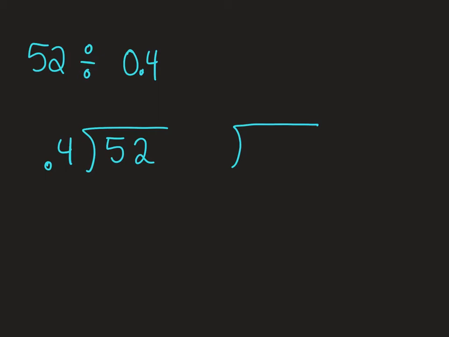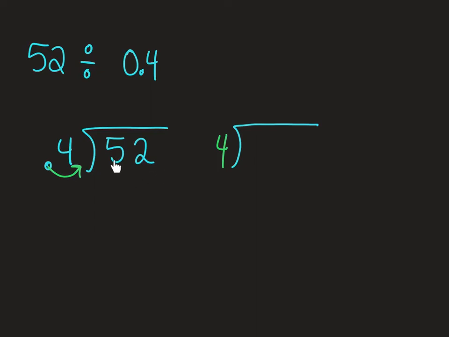All right, let's look at this question. I've got 52 divided by 4/10, 52 divided by 0.4. 52 goes in the house, 0.4 goes outside the house. I don't like 0.4, I like a whole number 4. So if I push the decimal back one place, everything's good. But now I've got to push the decimal back one place over here on the 52.